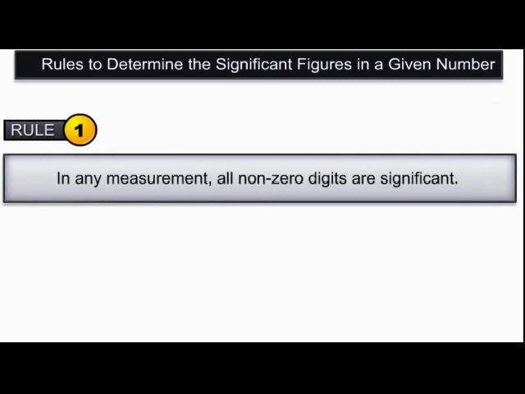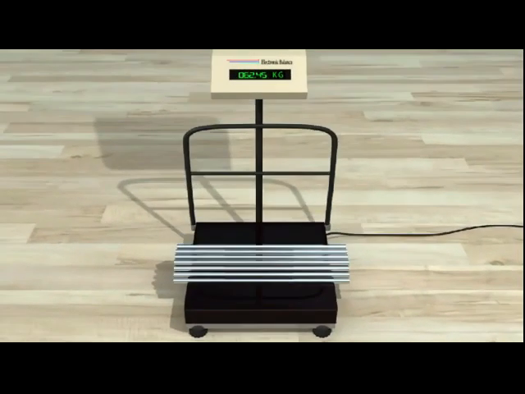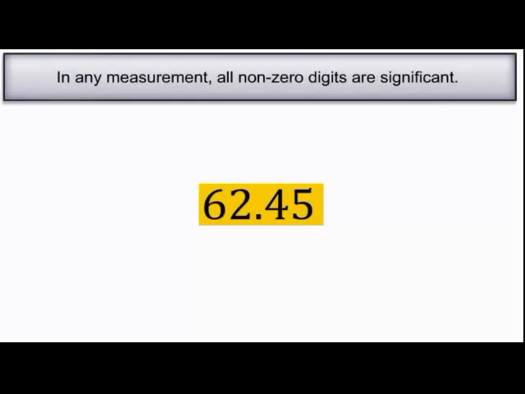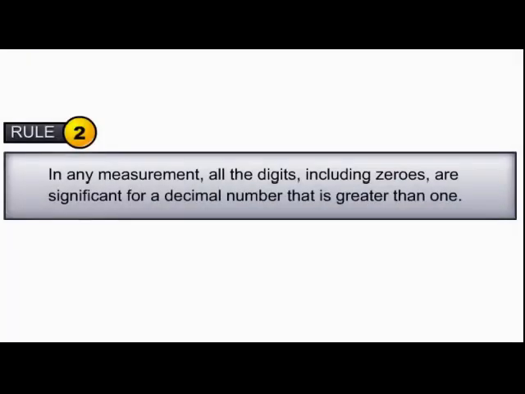The first rule says that in any measurement, all non-zero digits are significant. For example, we weighed a bar of steel that measures around 62.45 kilograms. Here, all the digits are non-zero numbers. In this number, all the 4 digits are significant figures. The second rule says that in any measurement, all the digits including zeros are significant for a decimal number greater than 1.